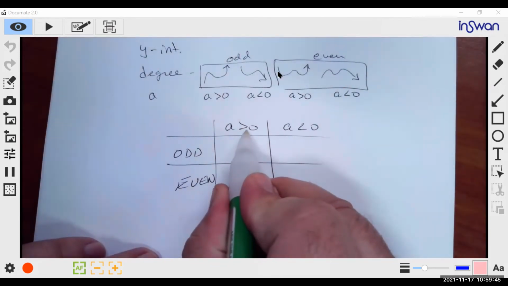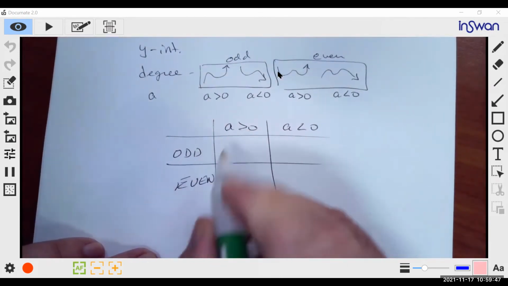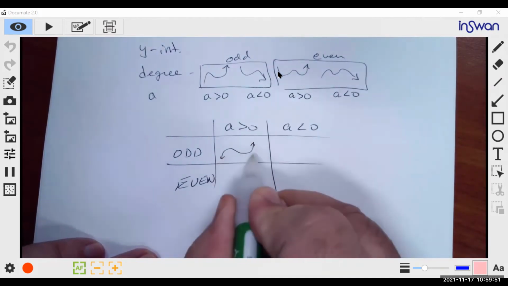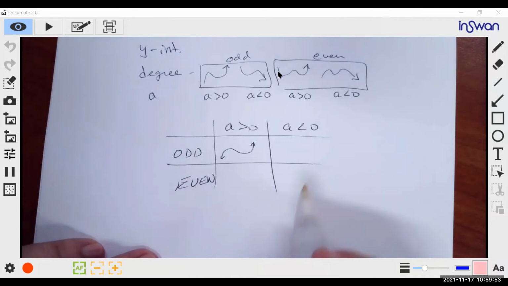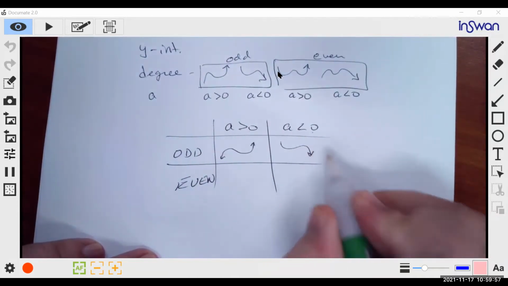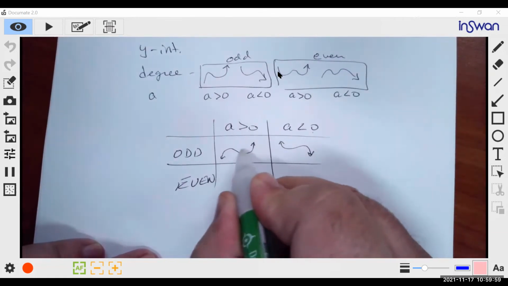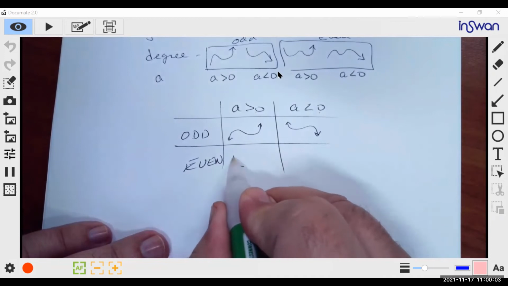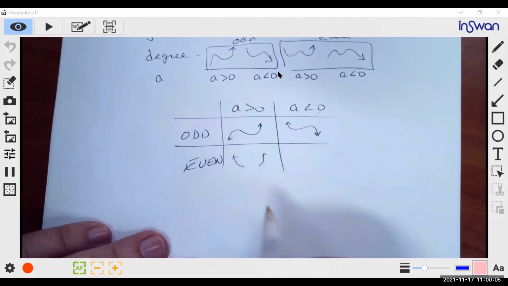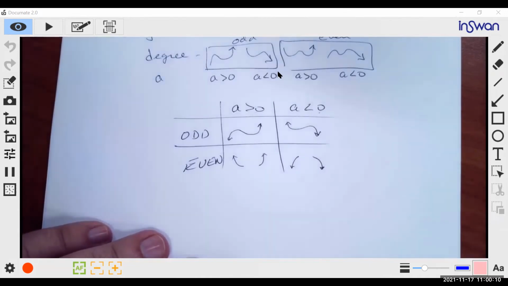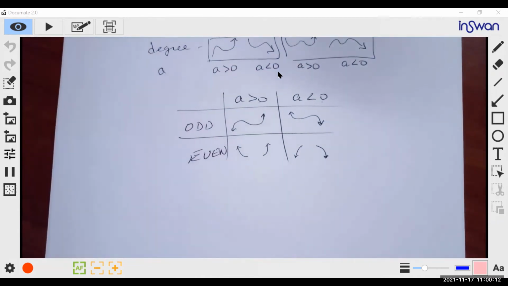So if a is positive and it's an odd function, they go in opposite directions and it goes to the right, up. If a is negative and it's an odd function, it goes down. If a is positive and it's even, both endpoints go up. If a is negative, both endpoints go down. So that's what we know so far.